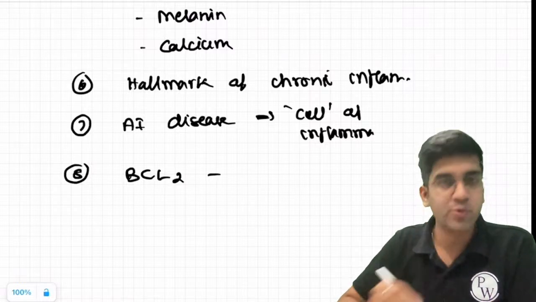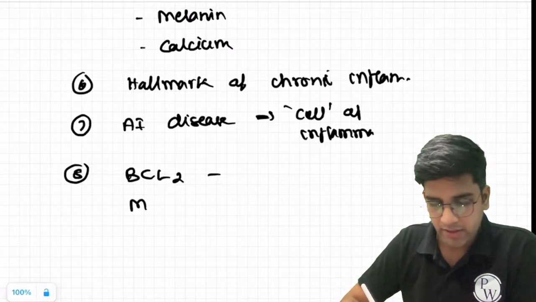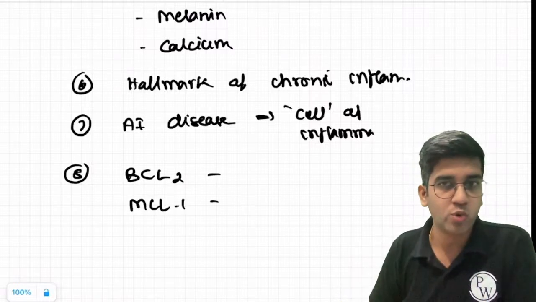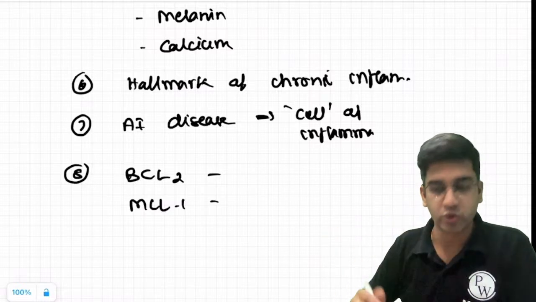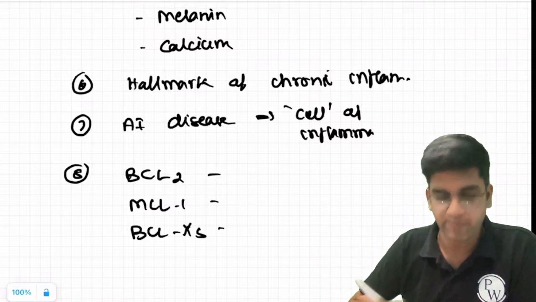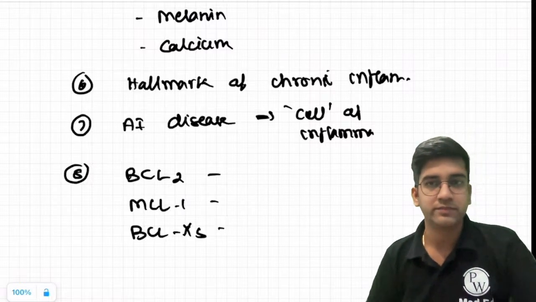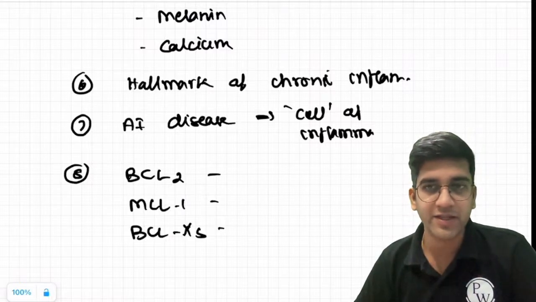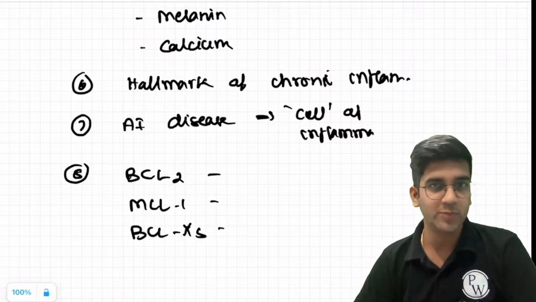BCL2, pro or anti? MCL1, pro or anti? Apoptotic gene. And BCL-XS, pro or anti? Great, amazing, good answers of lymphocytes, uniform as well.